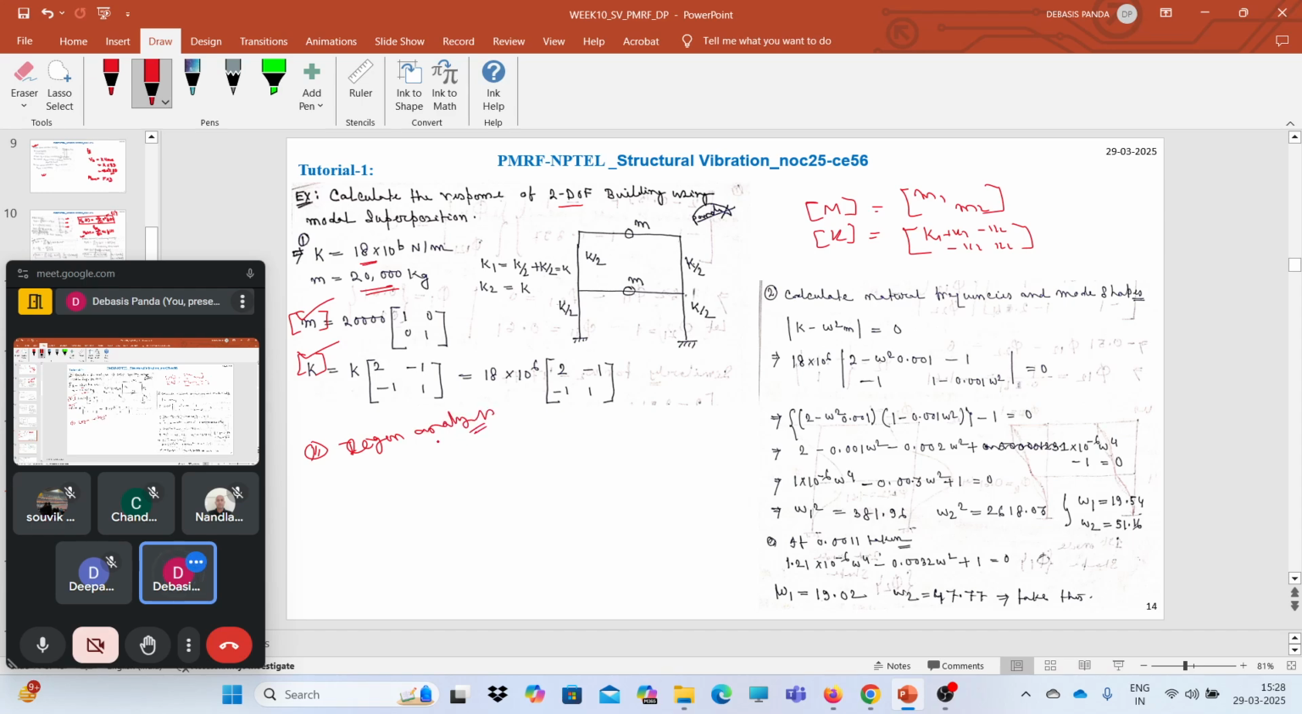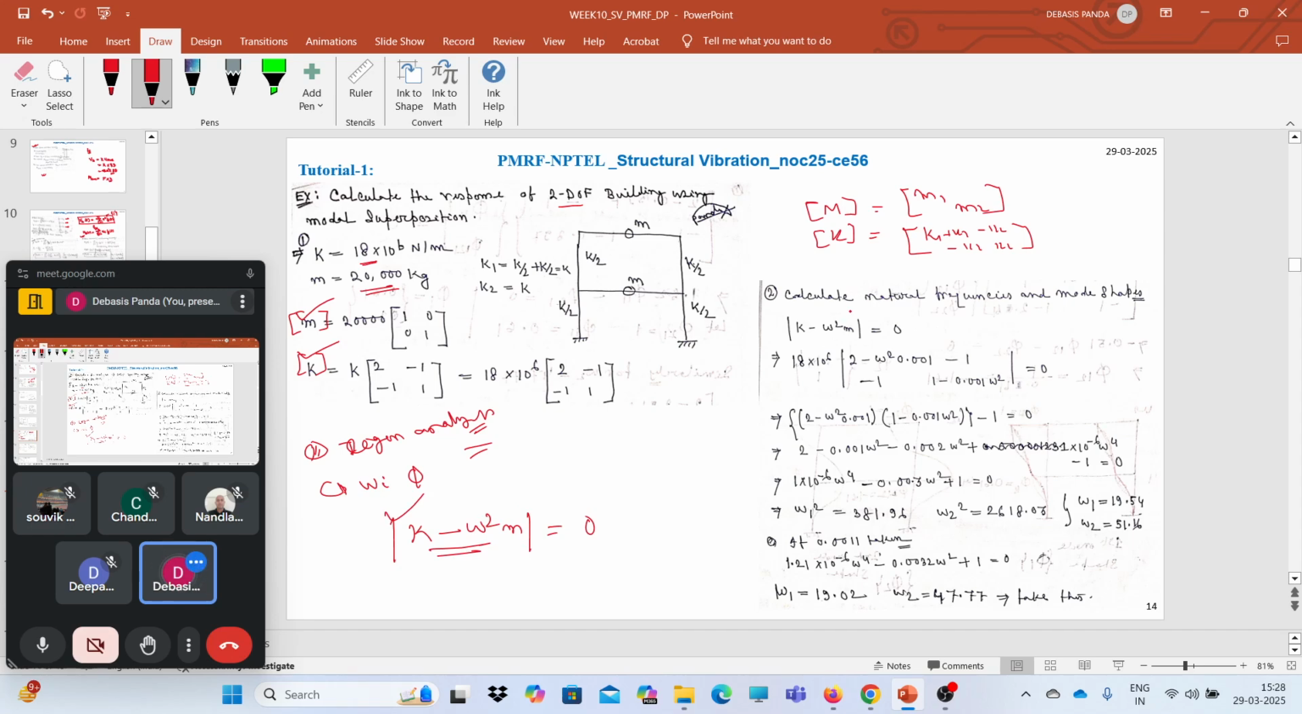Why? To calculate the omega i and phi, right? So how can we use that eigenanalysis? We first need to formulate the characteristic equation: determinant of k minus omega square m equals 0. We need to solve the determinant of this equation.